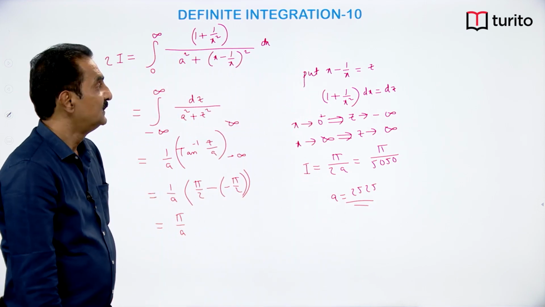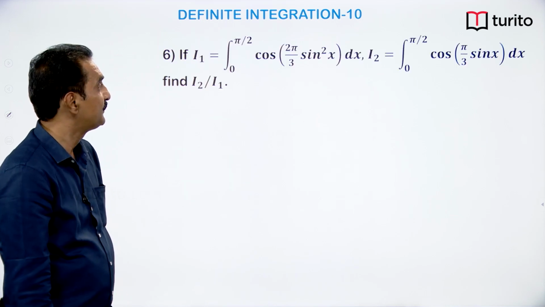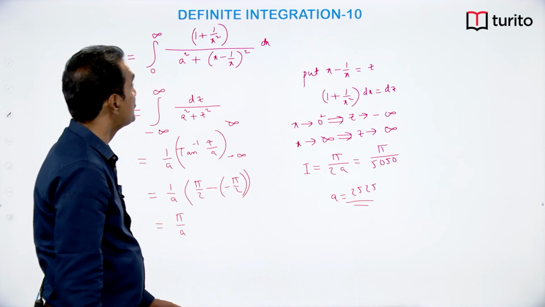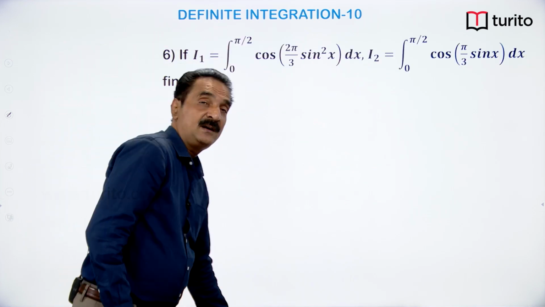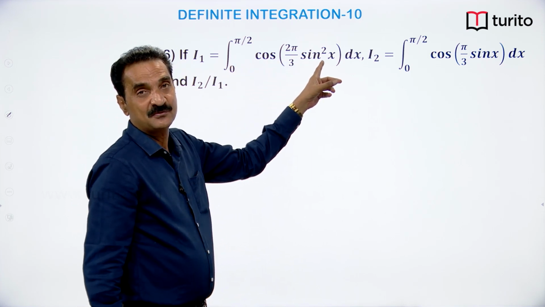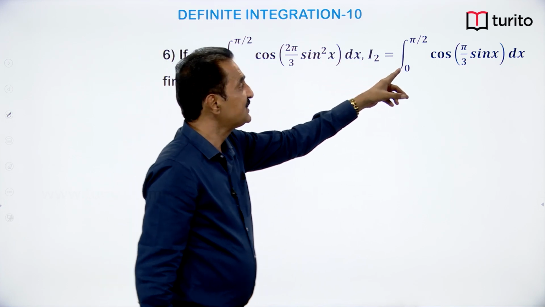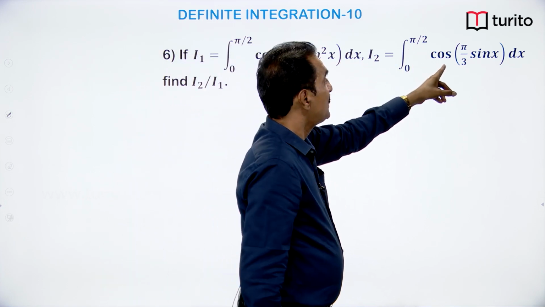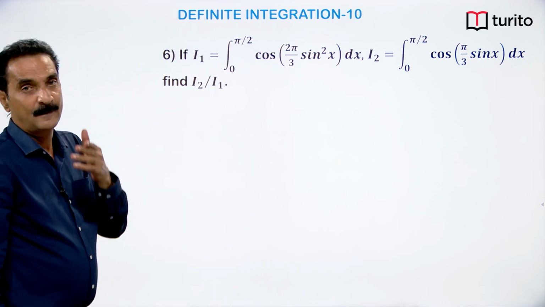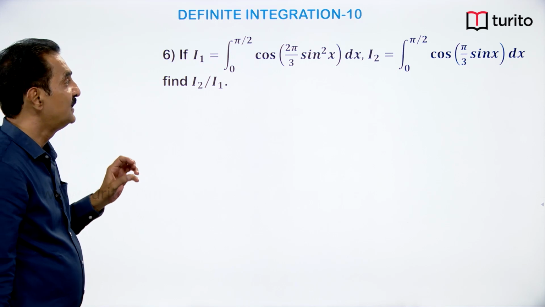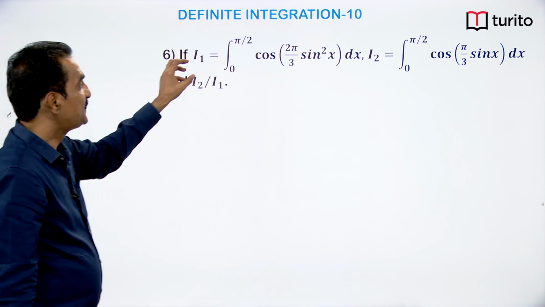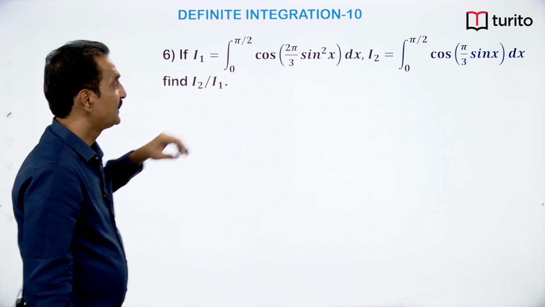Okay. Next question. If I1 is equal to integral 0 to pi by 2 cos of 2 pi by 3 into sin square x, I2 is equal to integral 0 to pi by 2 cos of pi by 3 sin x. Find I2 by I1. This is a very important model. Let us take I1 first. We have to express I1 in terms of I2 first.